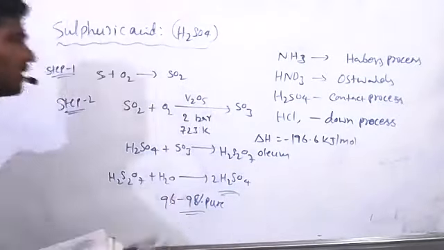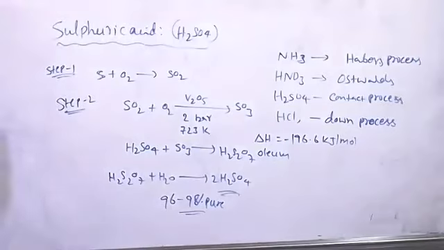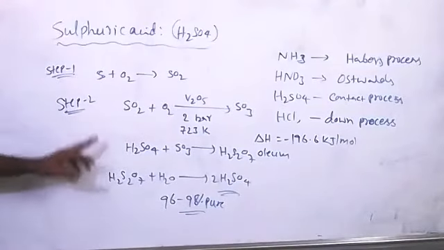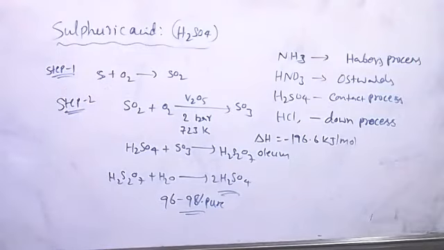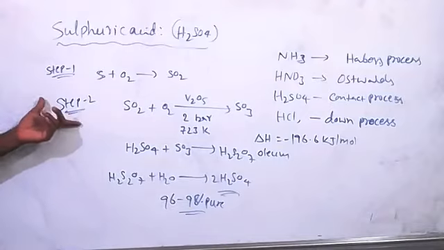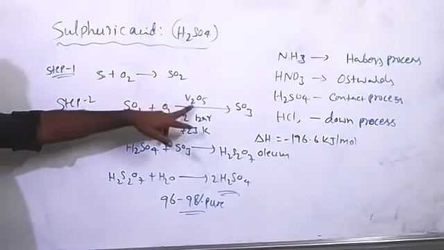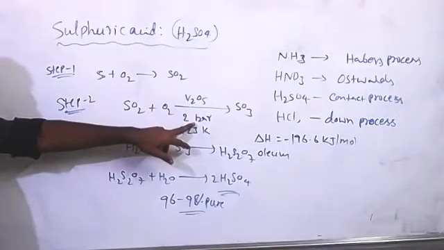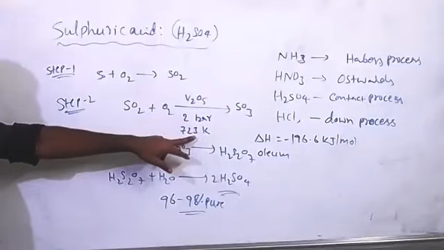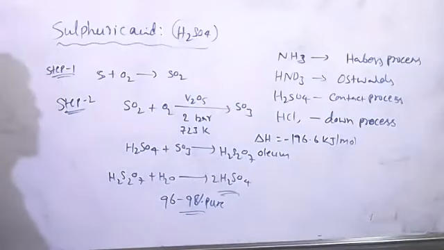So this is also frequently asked as a 2 marks question. Write the industrial method to prepare H2SO4. You need to write these 3 steps. The first step, sulfur is heated with oxygen, or any sulfide ore is heated with oxygen, and it produces sulfur dioxide. That's step 1. The step 2, this is a major and important step in the synthesis of sulfuric acid. Sulfur dioxide is treated with oxygen in the presence of vanadium pentoxide catalyst, maintaining optimum conditions, 2 bar pressure, 723 Kelvin, and produces sulfur trioxide gas.